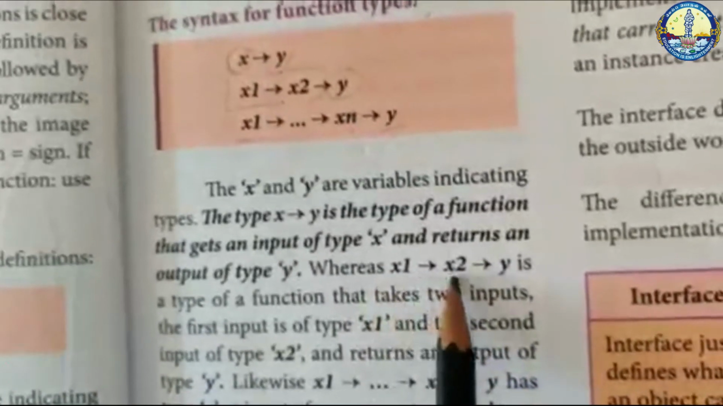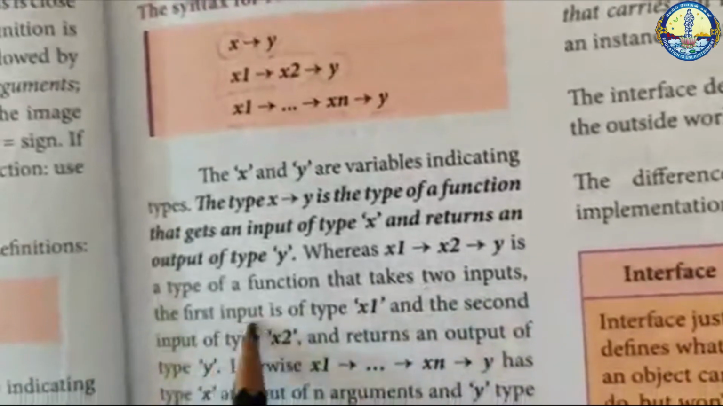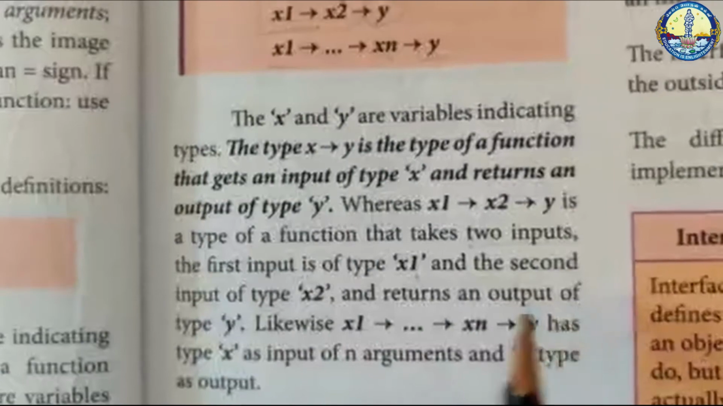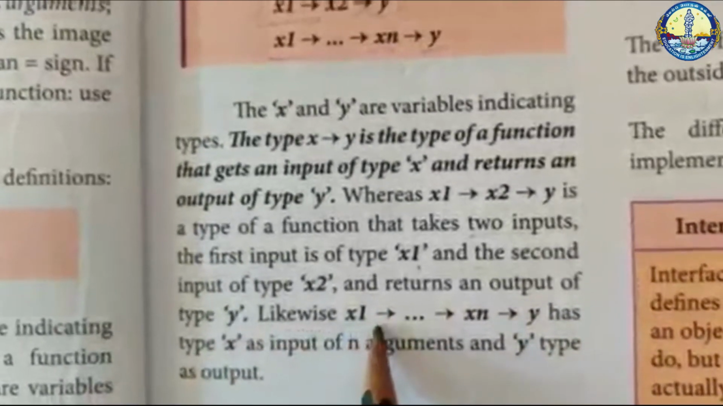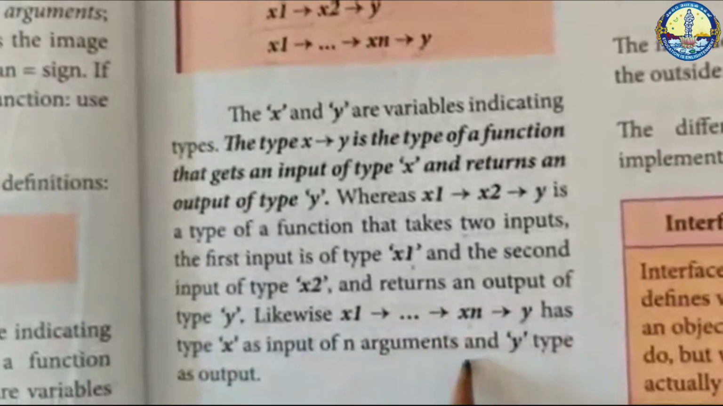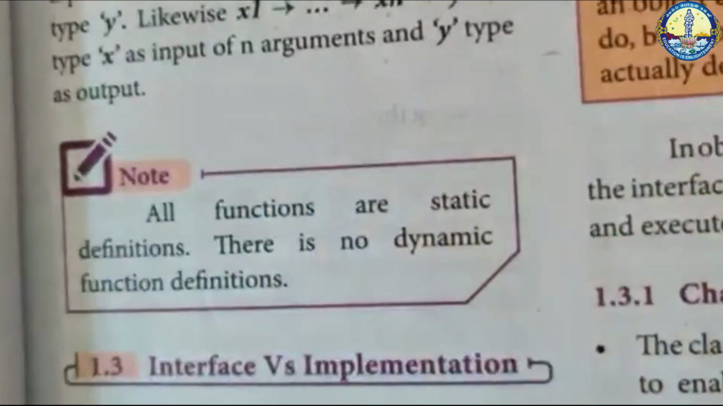Whereas x1, x2, y is the type of a function that takes two inputs. The first input is of type x1 and the second one is x2, and it returns an output of type y. Likewise, x1 up to xn, y has a type where x are the input arguments and y is the output type. It is called function syntax.